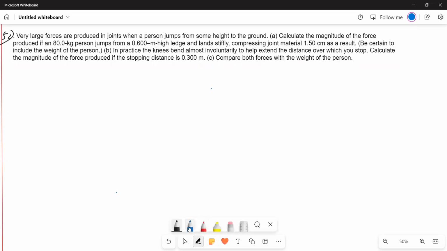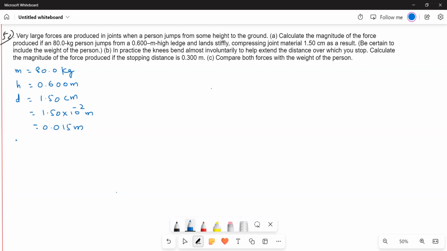Let me enter the data. So what is the data? Mass of the person is given as 80 kilograms. And then the height from which he is jumping is 0.6 meters. And then the compression in the joints is 1.5 centimeters. So that compression I will write as D. D is equal to 1.5 centimeters. That is equal to 1.5 times 10 to the power of minus 2 meters. That gives 0.015 meters.